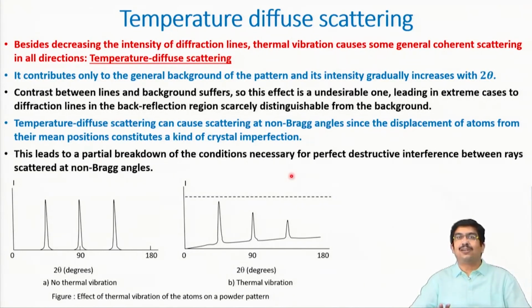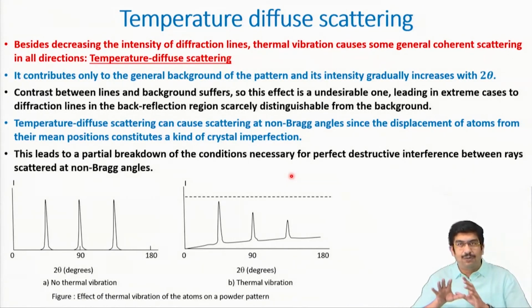Why this is happening is basically that scattering at non-Bragg's angle is happening. This temperature diffuse scattering, as I just explained, happens at non-Bragg's angle, because of the displacement of atoms from their mean position, and this is somewhat similar to a crystal imperfection, which we will be discussing in this module, in the next few lectures. So, this basically causes X-ray scattering at non-Bragg's angle, and that in some sense destroys the condition necessary for perfect destructive interference between rays at other than Bragg angles.